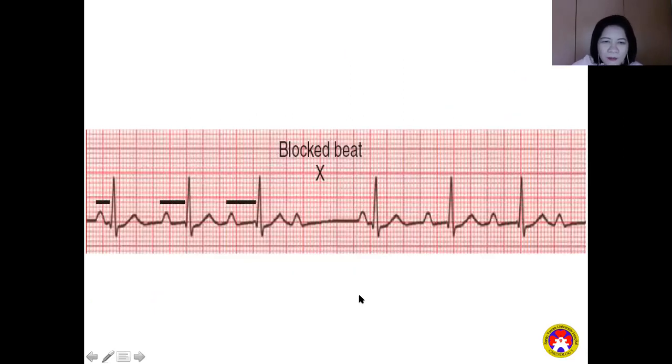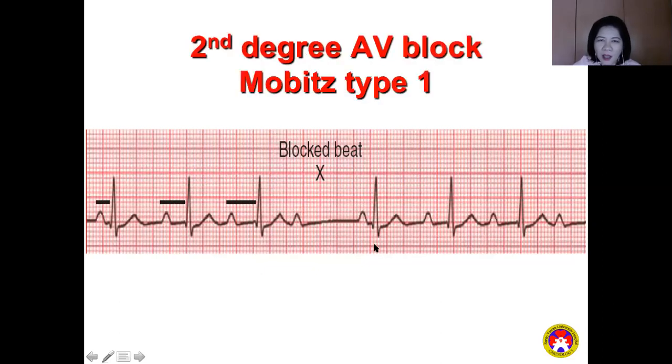Here we see PQRST, PQRST, PQRST, and then we see a P without a QRST complex. So we know this is a second degree AV block. If we check the PR interval before the dropped beat and compare it with the PR interval after the dropped beat, we notice that this one is longer than that one. So this is a second degree Mobitz type 1 or Wenckebach.